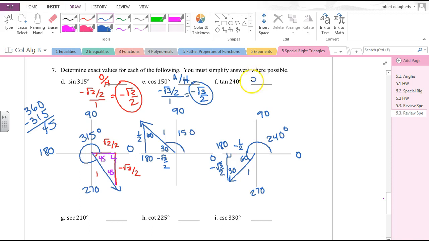Tangent is opposite over adjacent. So the tangent of this 60 degree angle is going to be negative square root of 3 over 2 divided by negative 1/2. So that is negative square root of 3 over 2 times negative 2 over 1. So the negatives are going to cancel and leave me with positives. The 2's cancel. This is the square root of 3. So the tangent of 240 is the square root of 3.